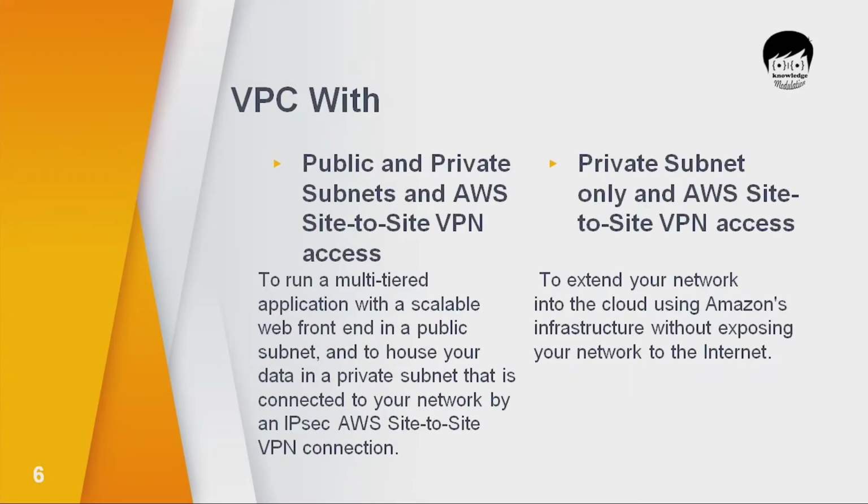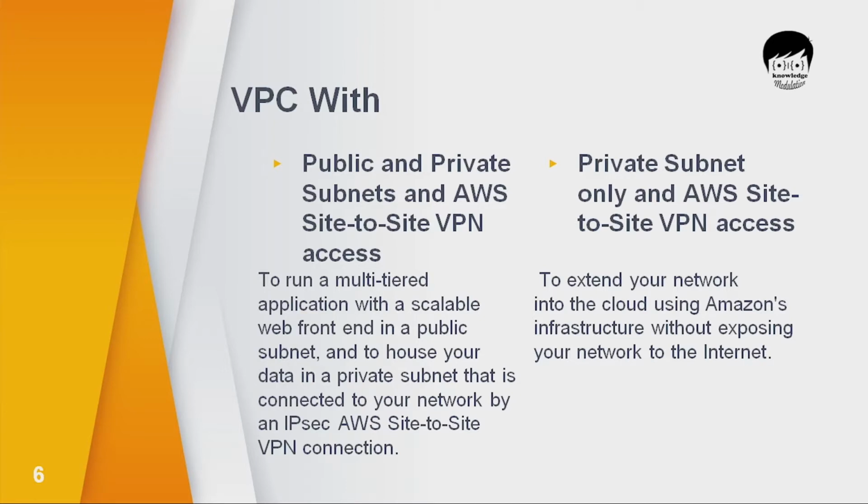The third one is public and private subnets and AWS site-to-site VPN access. It is used to run multi-tiered applications with a scalable web front end in a public subnet, and to house your data in a private subnet that is connected to your network by an IPsec AWS site-to-site VPN connection. So if you want to communicate with your on-premises database through the cloud, or you want to sync between the cloud and your on-premises database, for that purpose you have to use this type of scenario.